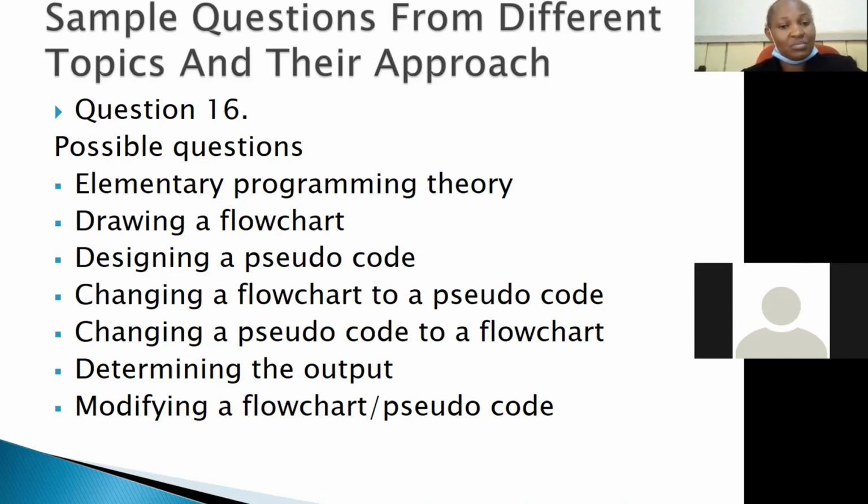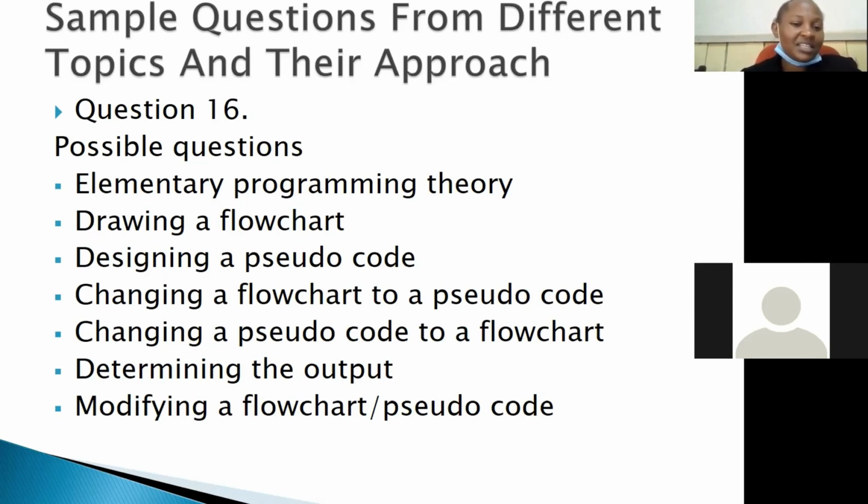Drawing a flowchart can also be tested. You are given a scenario whereby you are told this one happens like this. For example, there was a question where a company was giving a traveling allowance to its employees, whereby each employee was given 200 shillings, but those who used private means were to be given 100 shillings extra. Then you are told to design a flowchart that can be used to determine the employee's travel allowance. As a candidate, you should be able to draw that flowchart.